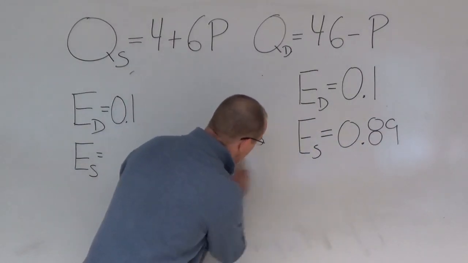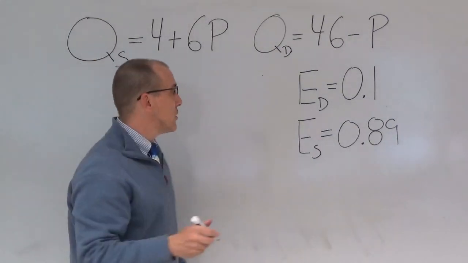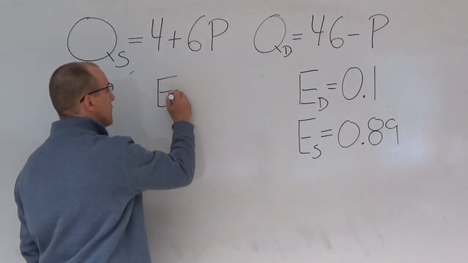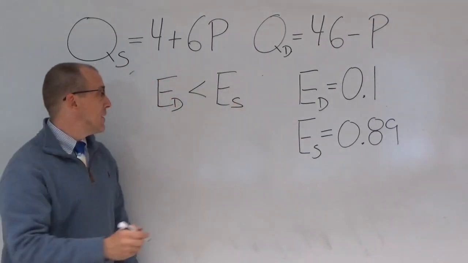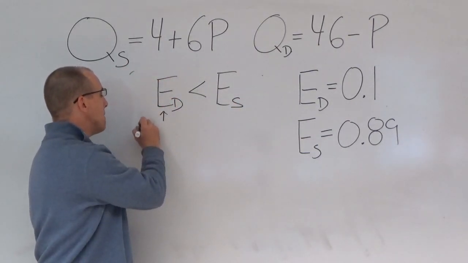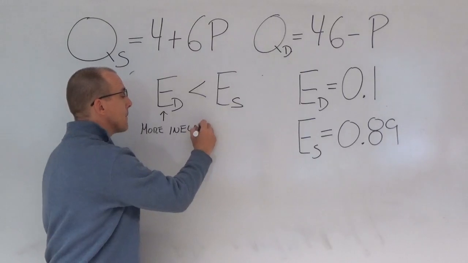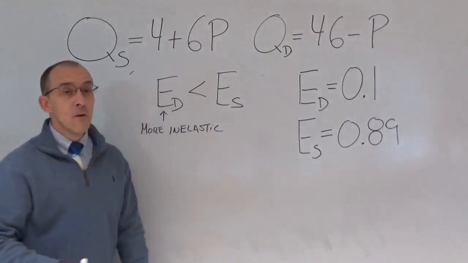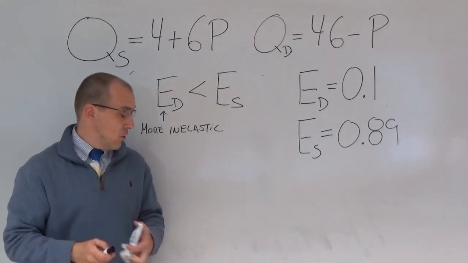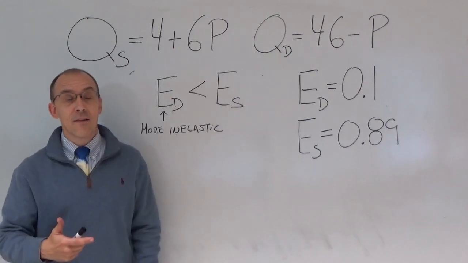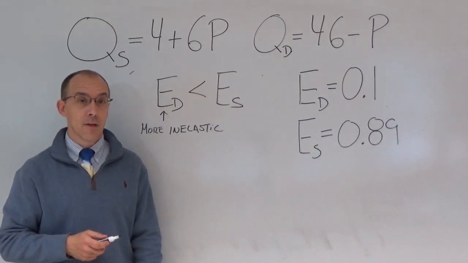Now, it's important to recognize that the elasticity numbers have to be compared to one another. And we have a situation here where the elasticity of demand is less than the elasticity of supply. This means that elasticity of demand, this is our more inelastic. Right? The demand curve is more inelastic in this range than the supply curve. And what that means is that the demand side of the market should be bearing more of the tax imposed on this market. And we actually see this.